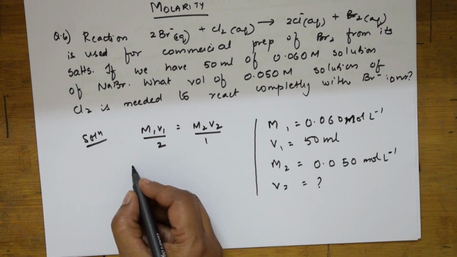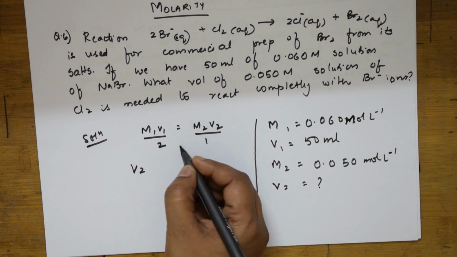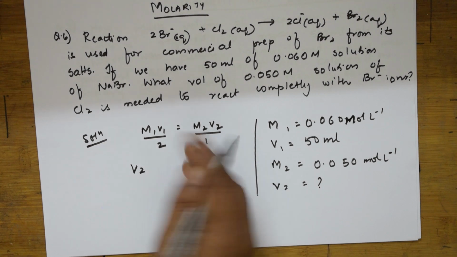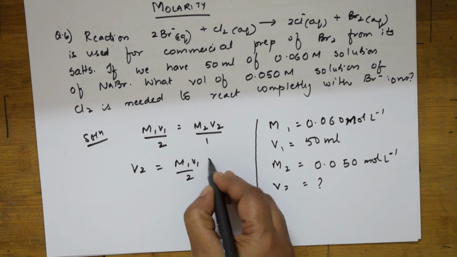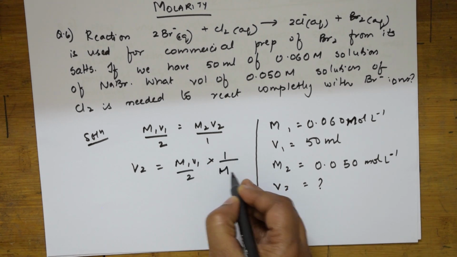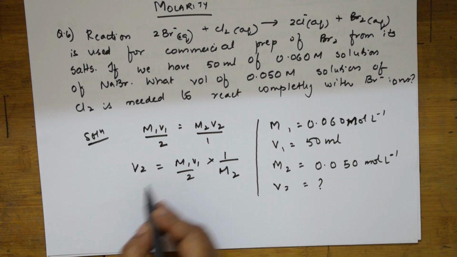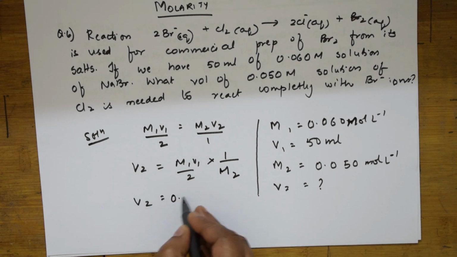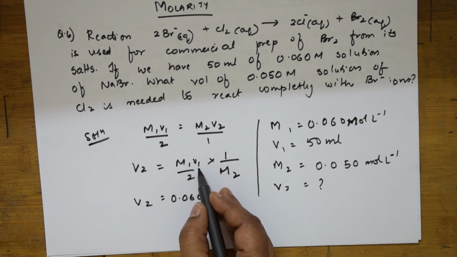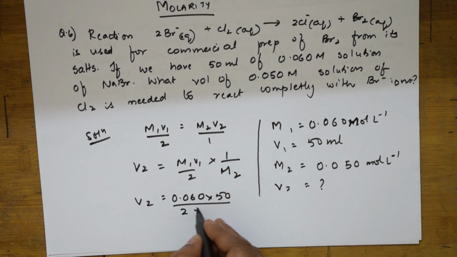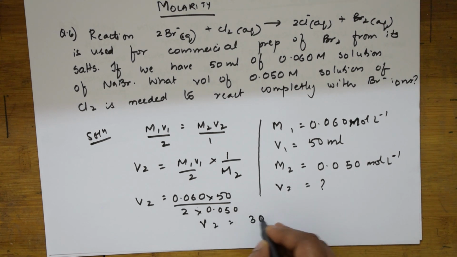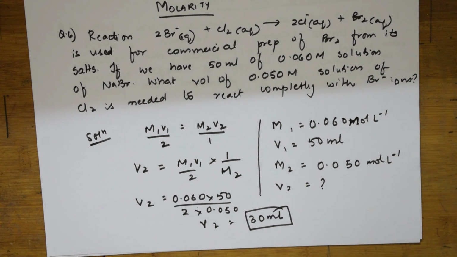So take these values. V2 is equal to, now cross multiply this. What do you get when you cross multiply the whole thing? It becomes a reverse order, isn't it? So V2 becomes M1 V1 by 2 into 1 by M2. Correct? Yes. So substitute the values now. V2 is equal to M1, which is 0.060, into V1, which is 50, divided by 2 into M2, which is 0.050. So finally, V2, how much do I get? When I solve, I get a volume of 30 ml. This is your answer. This is how you're going to do the sum. So hope this concept is clear to you all.